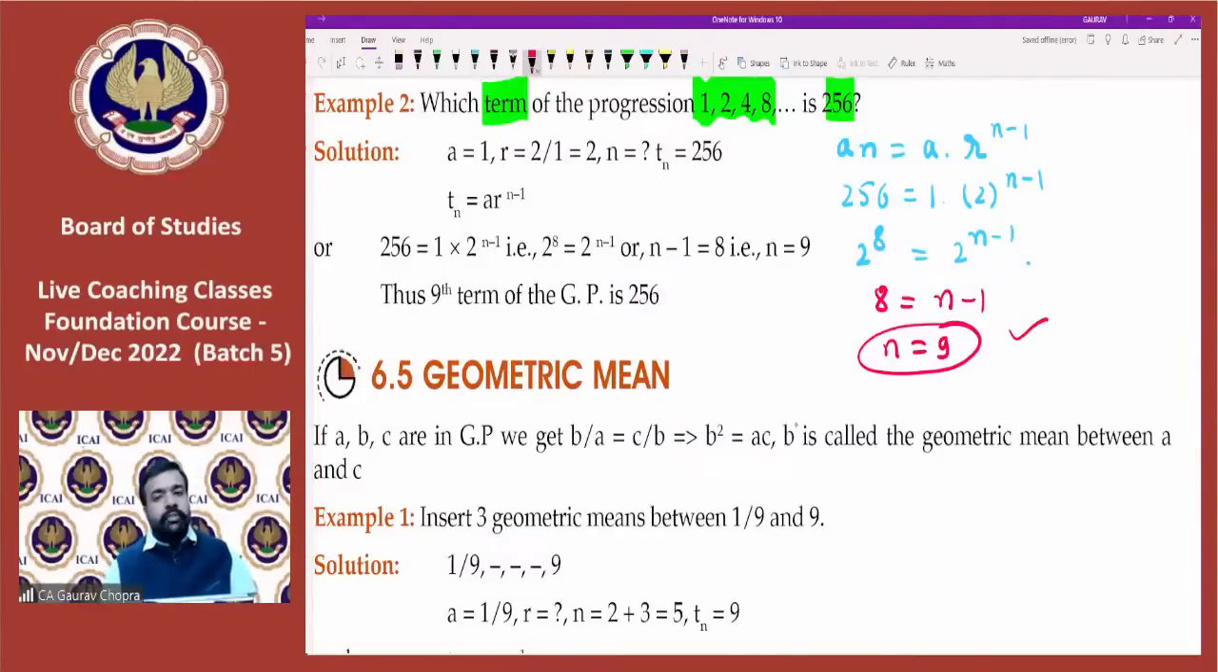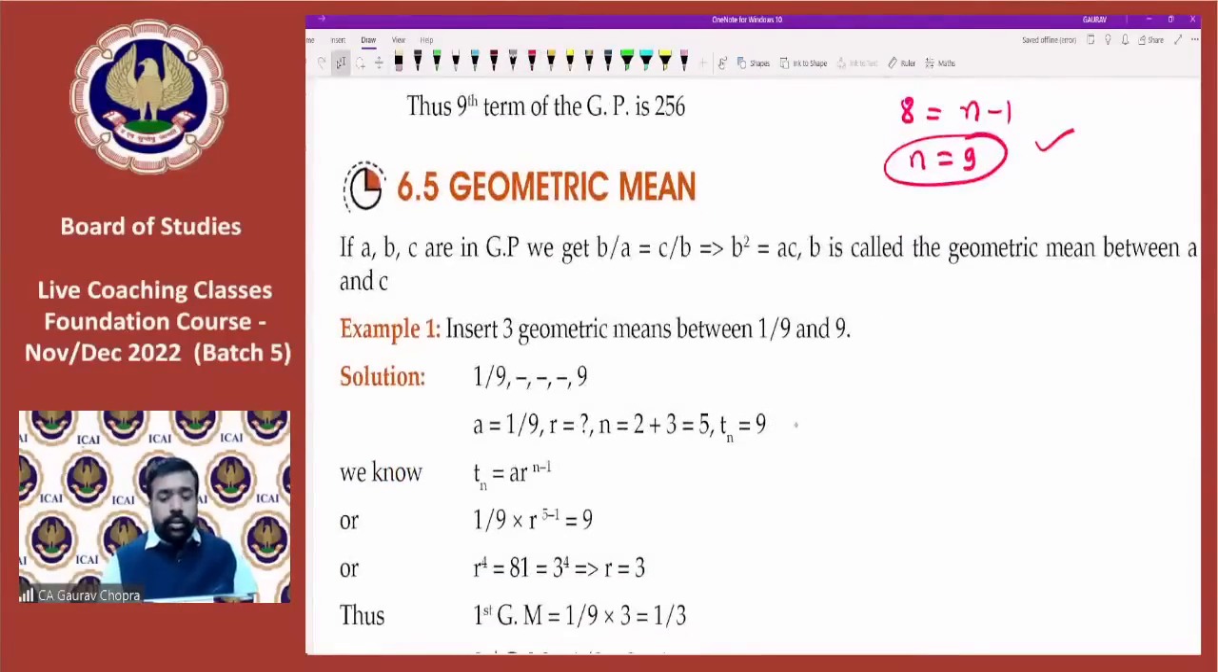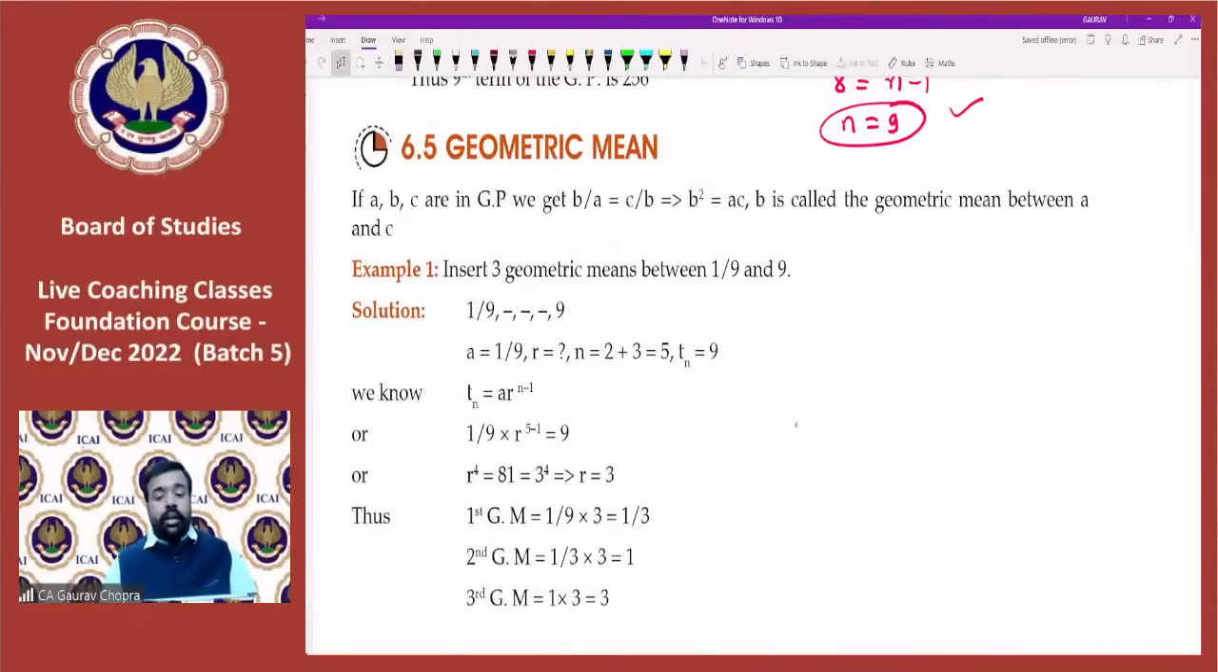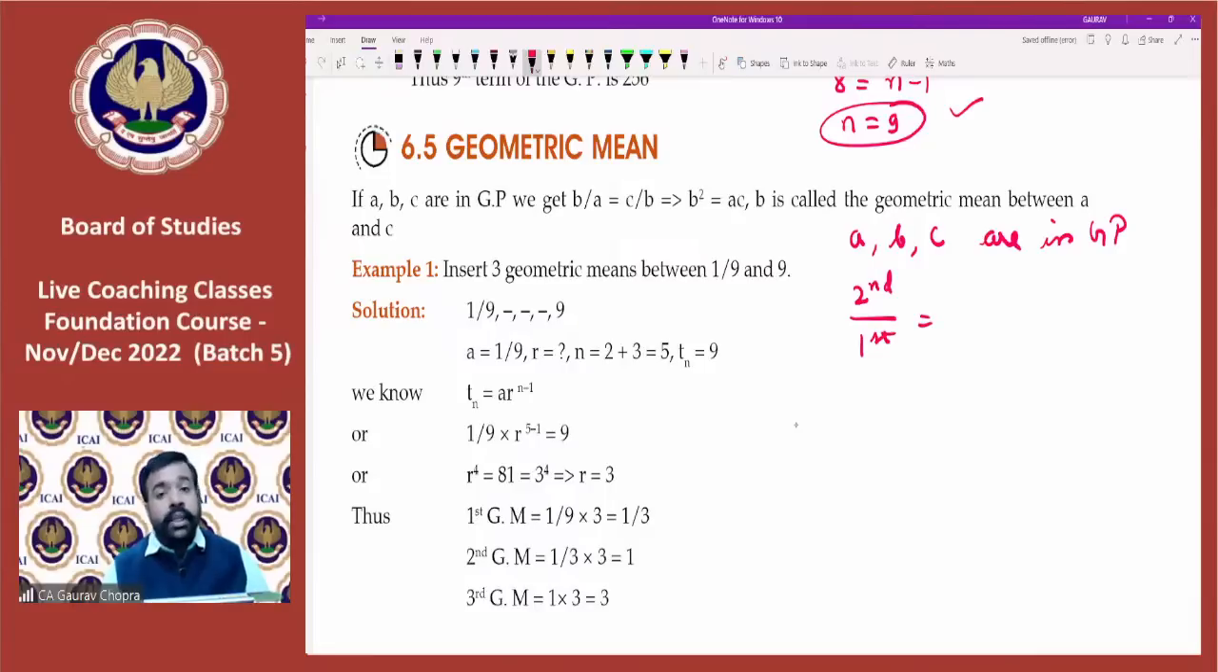So this was the basic formula for geometric progression. All right. So now let us discuss the geometric mean. Whenever the series is in geometric progression, let's say if A, B, and C, these three are in GP, then the ratio will be common. That is, second term upon first term will be equal to third term upon second term. This will be equal as per the law.